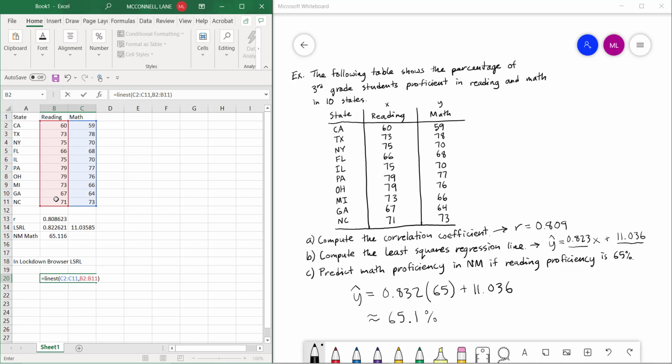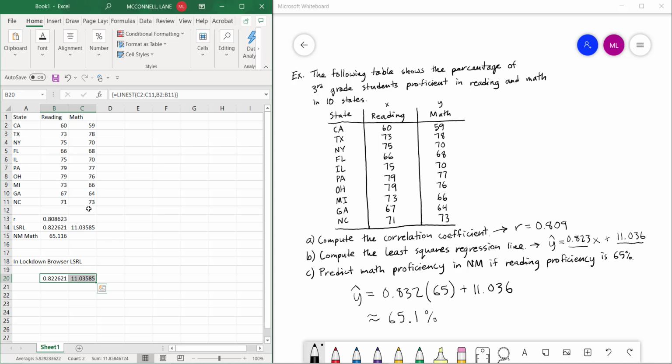I'll have to look that one up. So if you're using a Mac and you're planning on doing this, let me know and I will look this up because I don't have a Mac. But Control Shift enter, and it will spit out the two numbers for you in the same way that doing it this other way did.